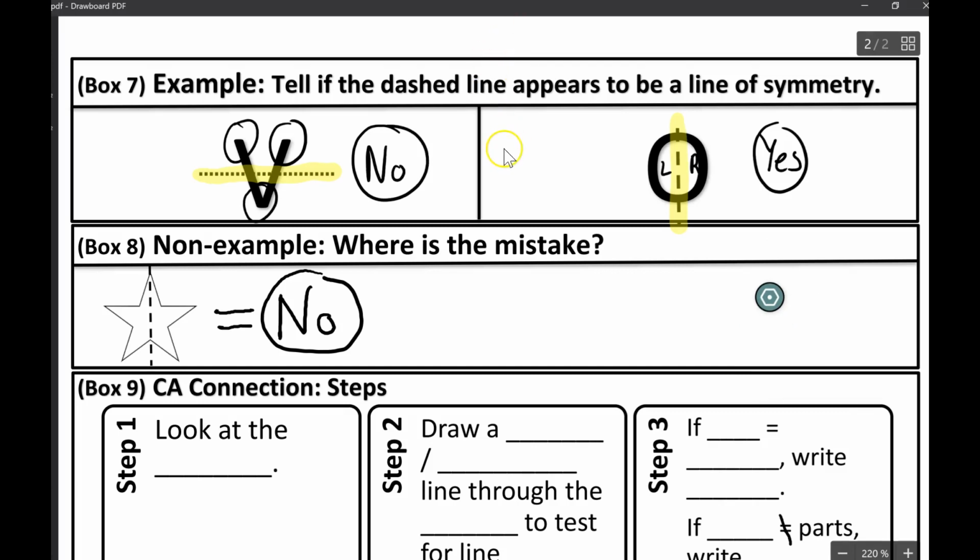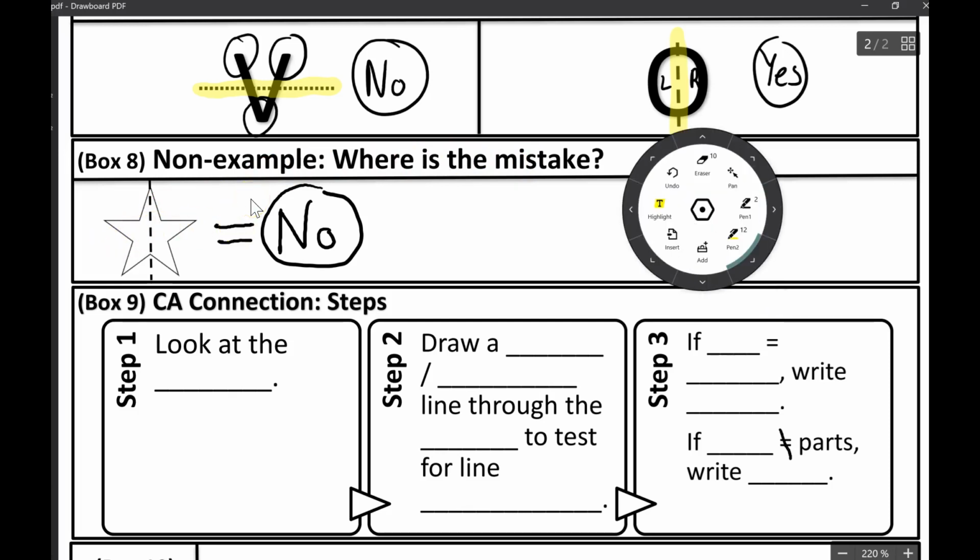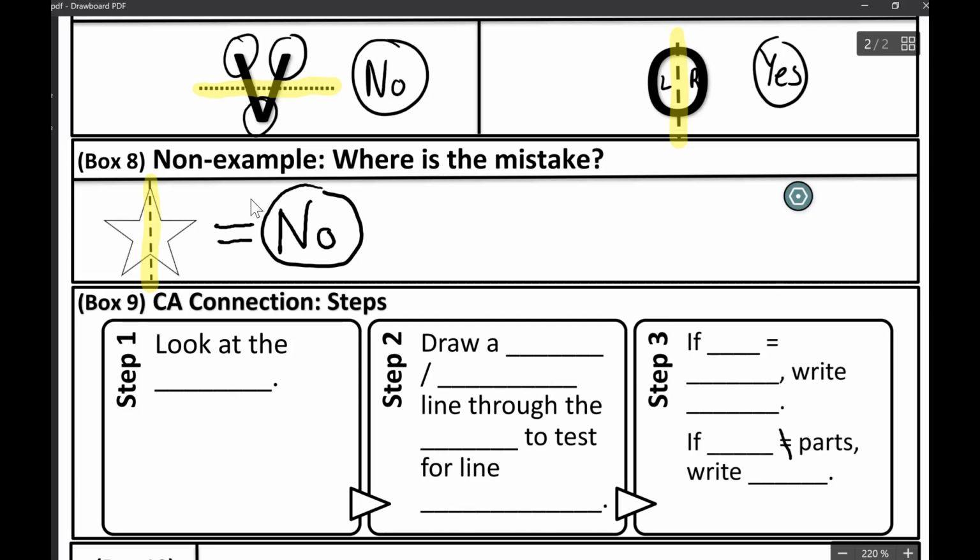Where is the mistake at? Alrighty, give you some time to go ahead and talk to your partner, try to figure out. They're saying that you have a star right here, and they drew a line, obviously, the line of symmetry going straight down it, vertically, and they're saying that that is not a line of symmetry, that when you draw that little line across it, it does not equal two equal parts.